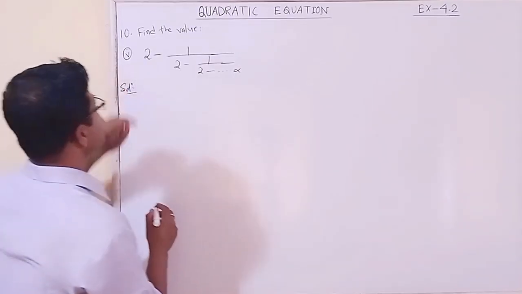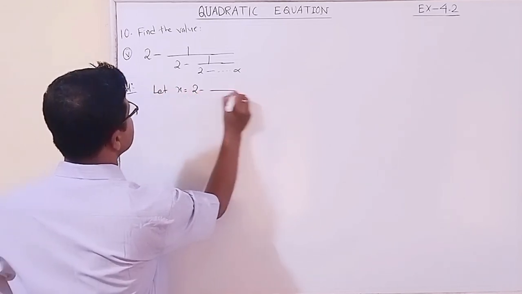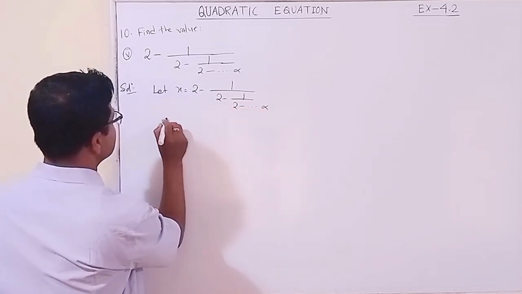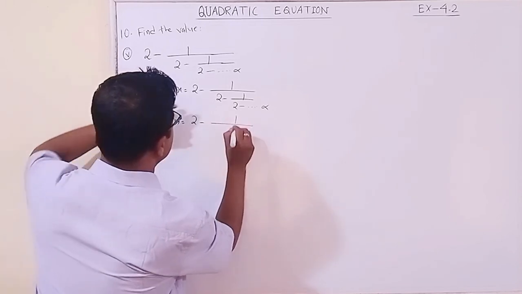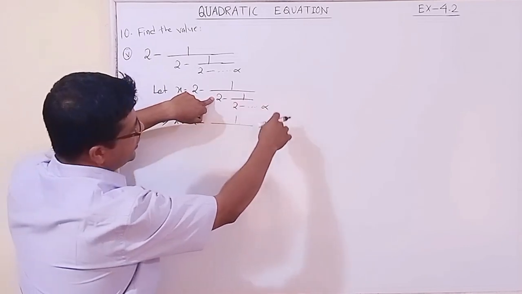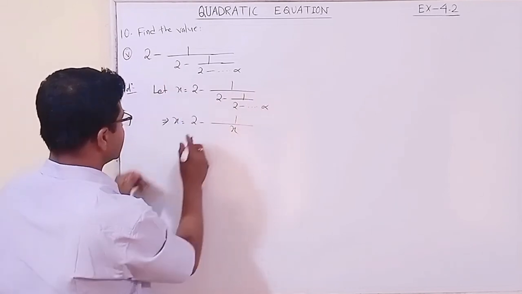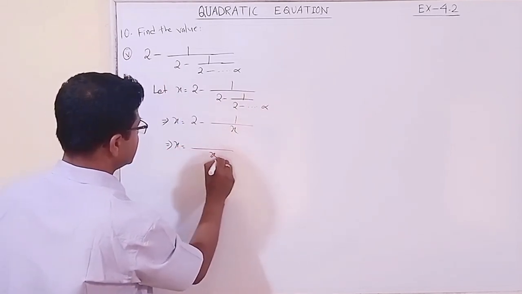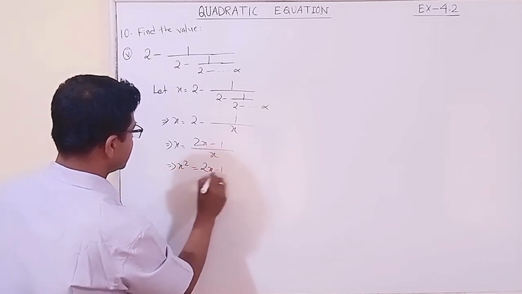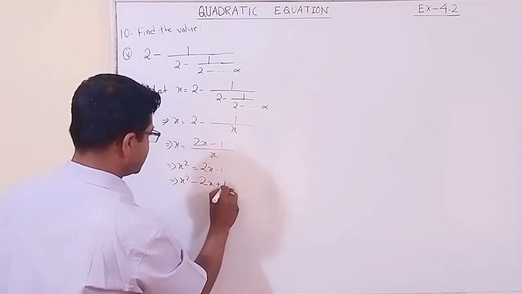Now this is the last question of exercise 4.2. In a similar manner, let x equal to 2 minus 1 by 2 minus 1 by 2 minus, the same thing repeated. This term is nothing but x, so here also we write x. Taking the LCM x, twice x minus 1, cross multiply: x square is equal to twice x minus 1. Bring everything to this side: x square minus twice x plus 1 equal to 0.